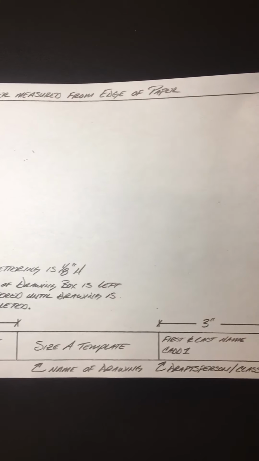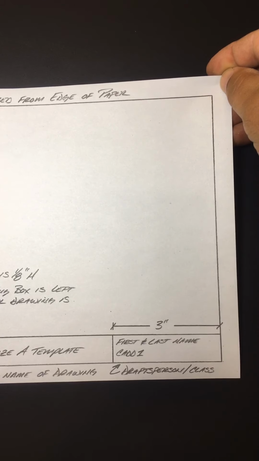Other industries, when they start doing their blueprinting work, might use a bigger template, which could be a size B, a size C, or a size D. Each letter represents a different size of template, which correlates to a different size sheet of paper. Size A is one of the smallest ones. A size D is probably 4 to 5 times bigger than this piece of paper.